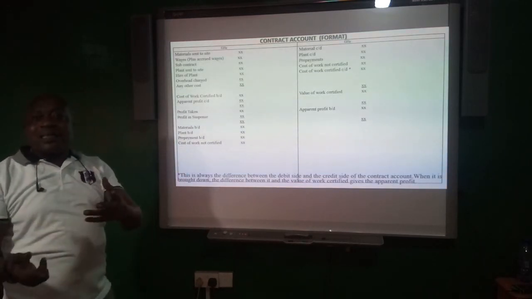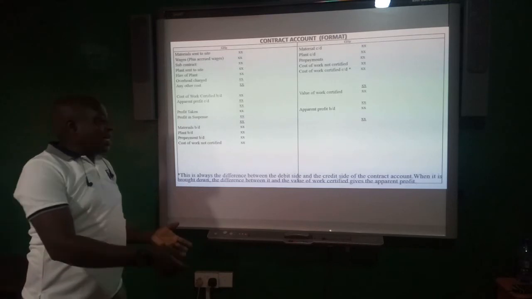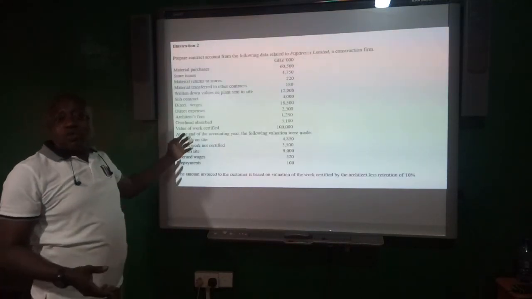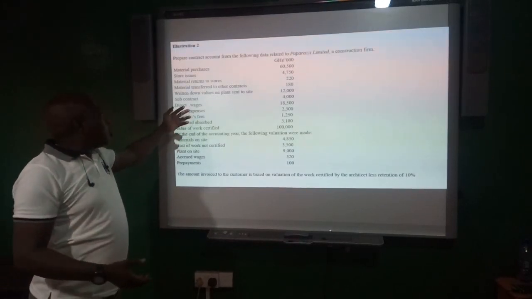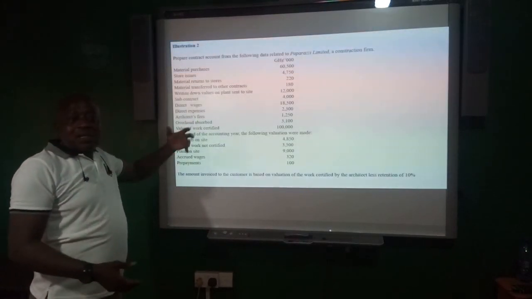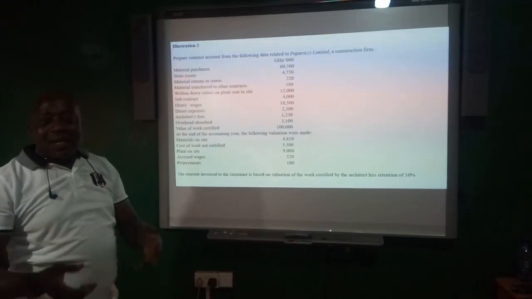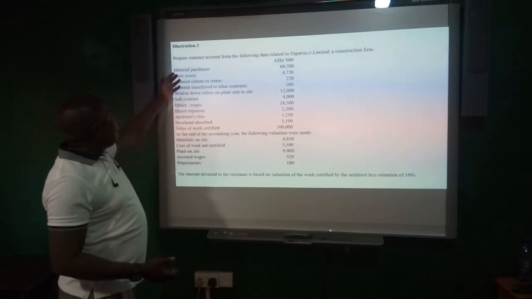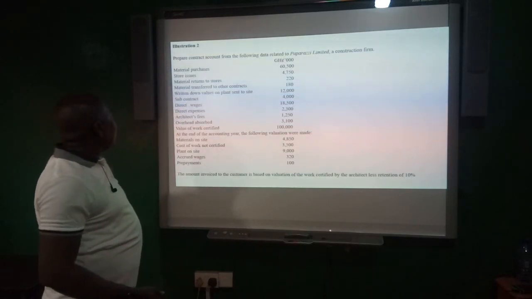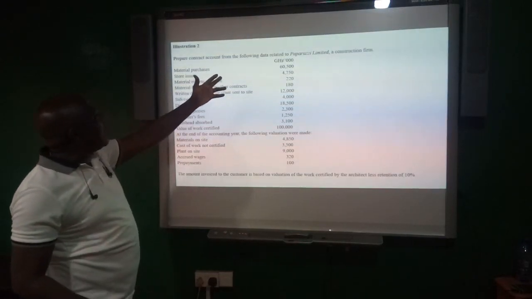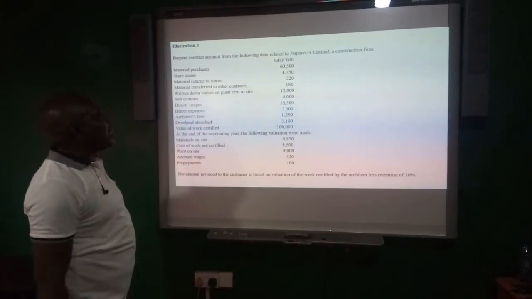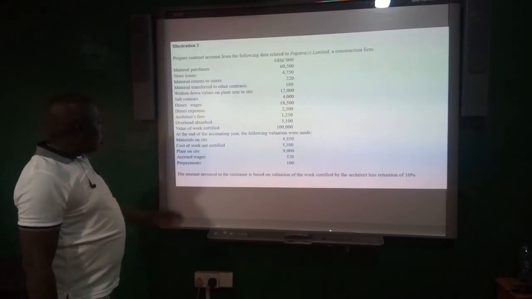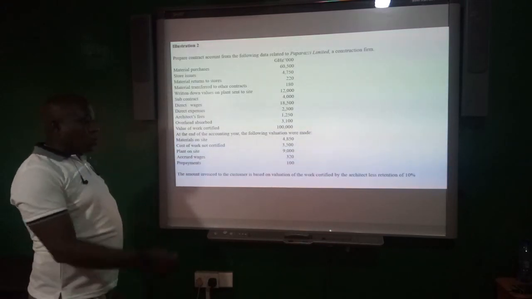So we are going to look at another illustration, which is going to show you how to answer questions on contracts that are started but not completed in the same accounting year. So this is an illustration. Prepare a contract account from the following data related to Paparazzi Limited, a contracting firm. So these are the figures for you. So you look at it and then we go.